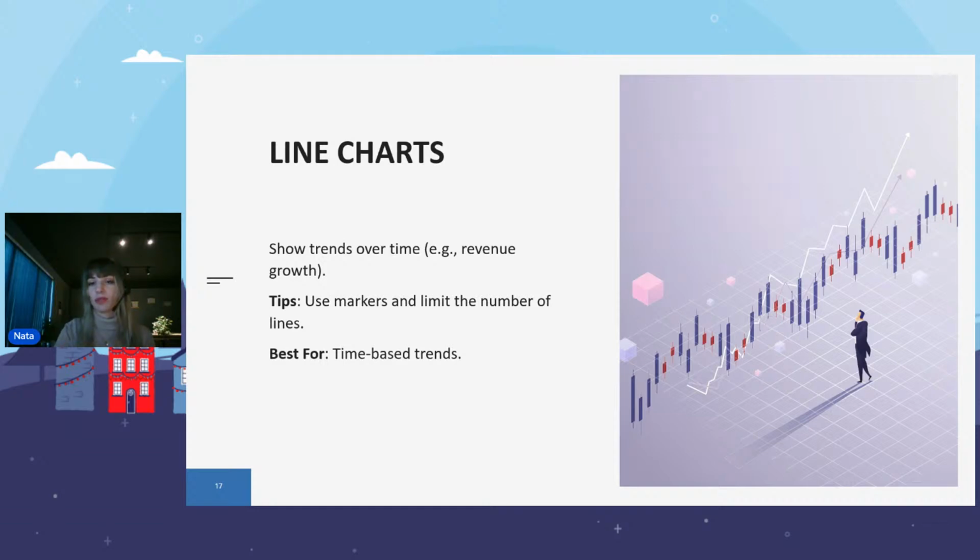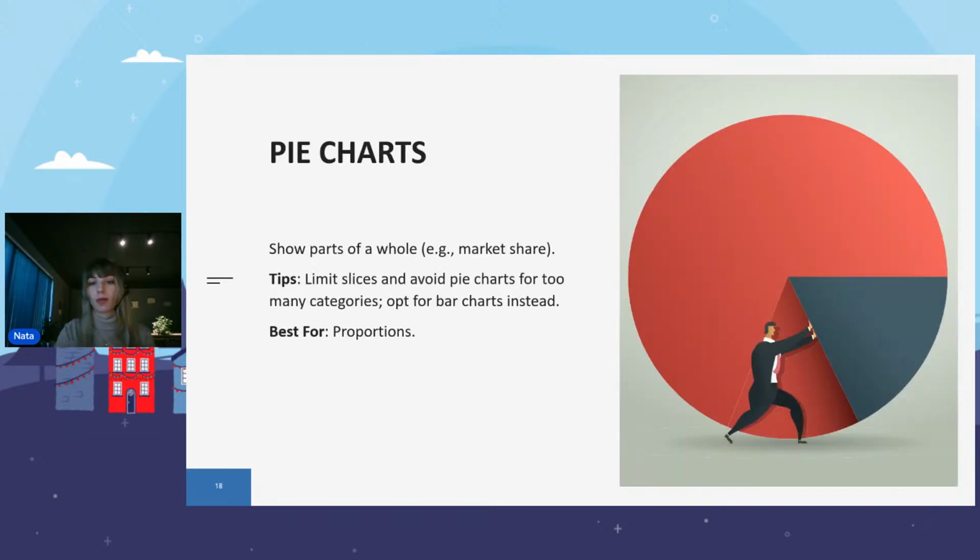The tip is to limit the number of lines, and it is best for time-based trends. And we also have pie charts, which are used to show part of a whole, and the tip is to limit slices, like for line charts, limit lines to keep a clear picture. And the pie chart, for example, is best for proportions.